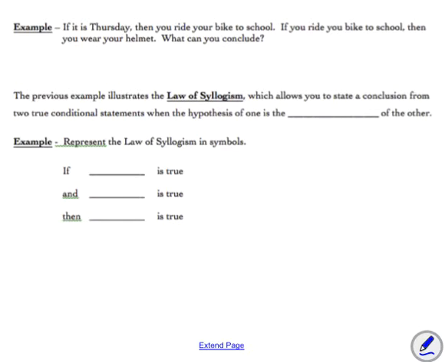So hopefully you've had a chance to think about that. And so what we want to conclude here is the idea of really piecing two of those statements together. And so we'll write here, if it is Thursday, you wear your helmet.